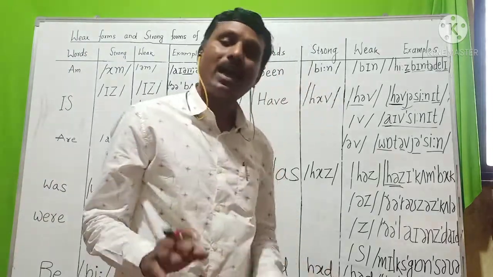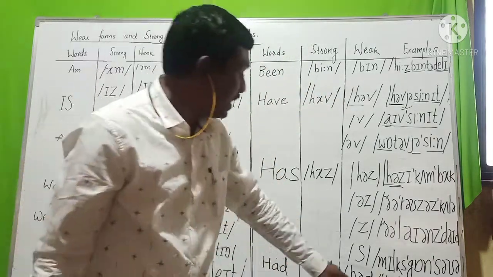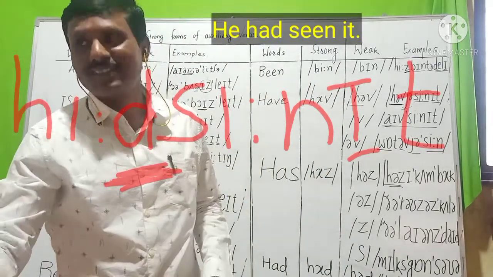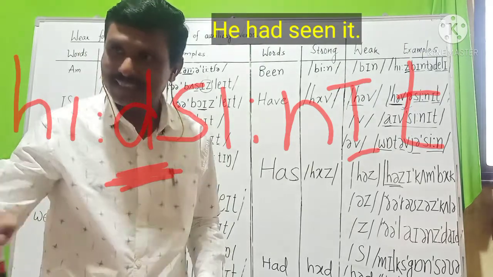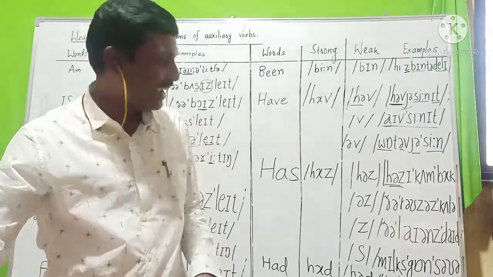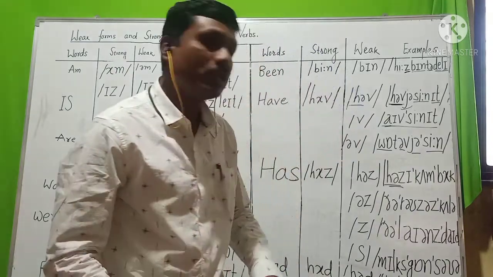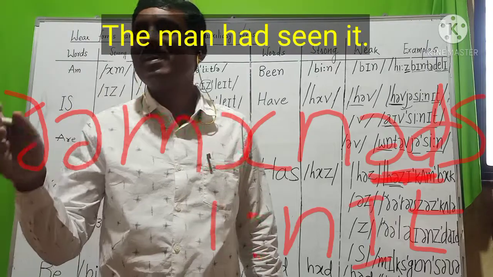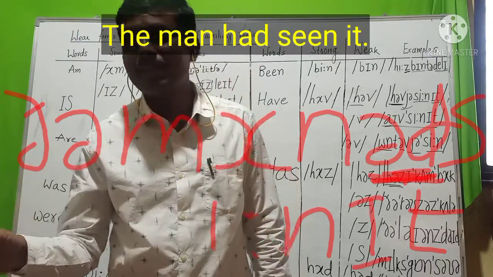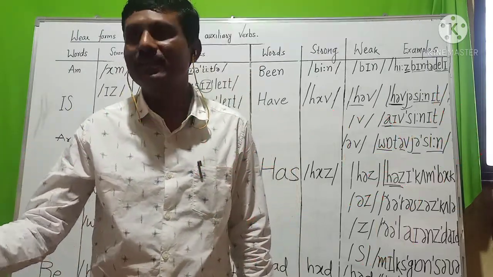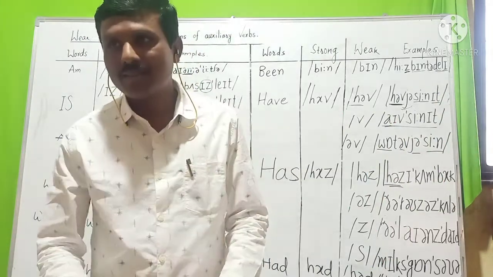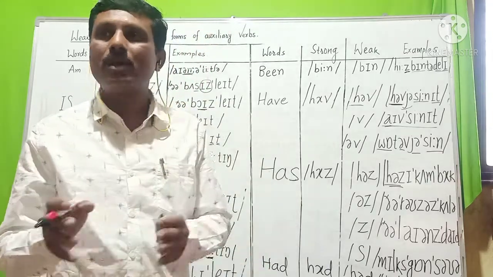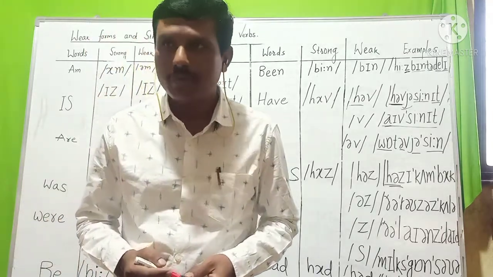When it is used after personal pronouns, it is 'd. He'd seen it. He had seen it. He'd seen it. And this is əd. Elsewhere we use əd. The man had seen it. The man had seen it. Got it? So these were the weak forms of the auxiliary verbs.